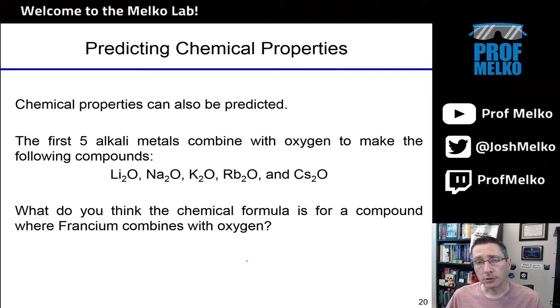Chemical properties are also going to be predicted. Okay, we talked about physical versus chemical change and physical versus chemical properties a few lectures back, so go back and review that video if you don't remember. Chemical properties are when chemistry happens and you have to rearrange atoms. So these alkali metals, when they react with oxygen and bond with oxygen, they bond in this sort of 2-to-1 ratio. Okay, what do you think the chemical formula is for a compound where francium combines with oxygen?